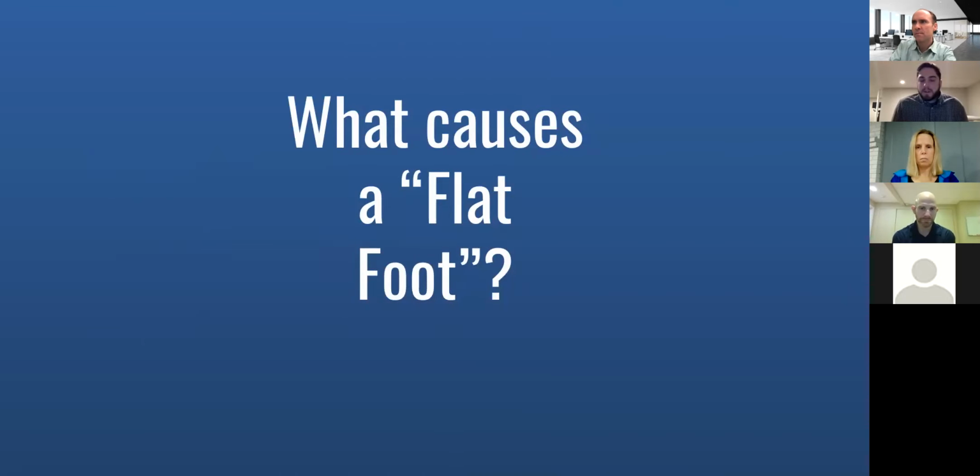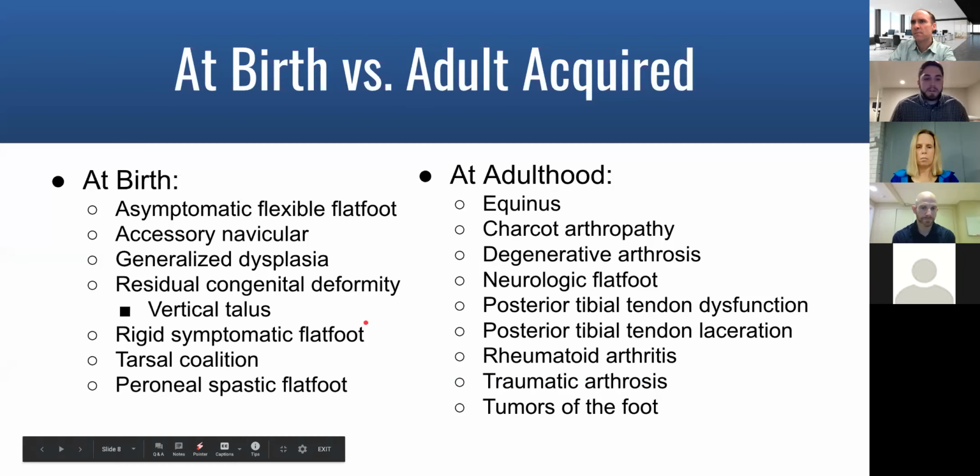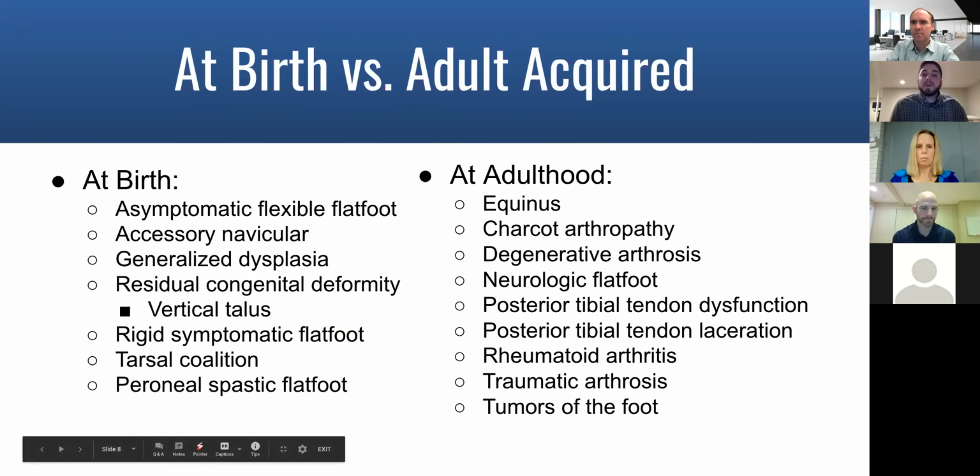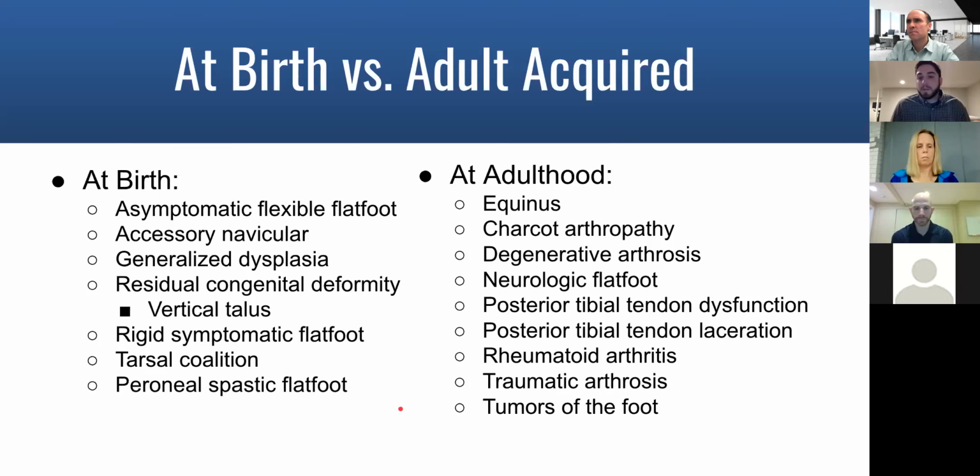Next slide. But there's always more to a flat foot. That's the components and what characterizes a flat foot, but we have to know the reasons why, so we're able to treat them appropriately. So we can go to the next slide here. There are at birth causes and adulthood causes. You don't need to read through all of these, but just to see that there are many underlying reasons why we develop a flat foot, or we may start with it at birth.